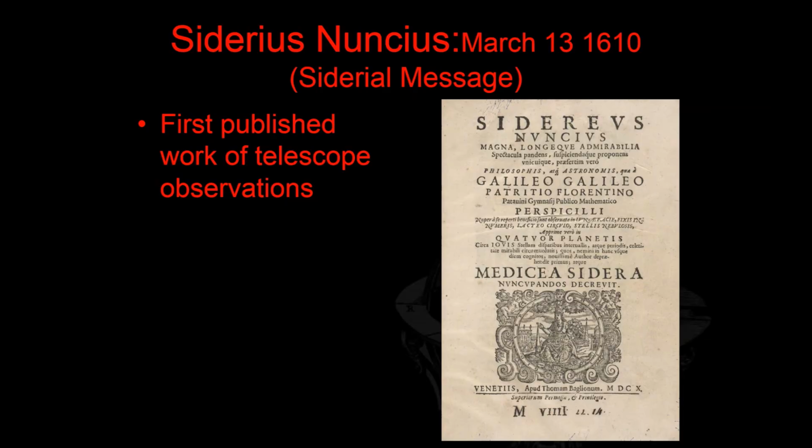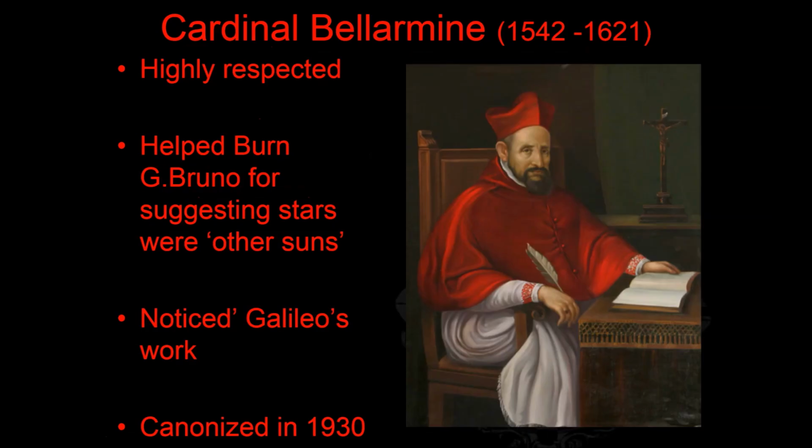Galileo published this work in his paper Sidereus Nuncius, March 13, 1610, which actually translates to Sidereal Message. And this represents the first published paper that actually used telescopic observations. So this was quite a landmark paper in its own right. And this is where Galileo's fight with the Church, or more specifically, one cardinal, namely Bellarmine, comes into effect.